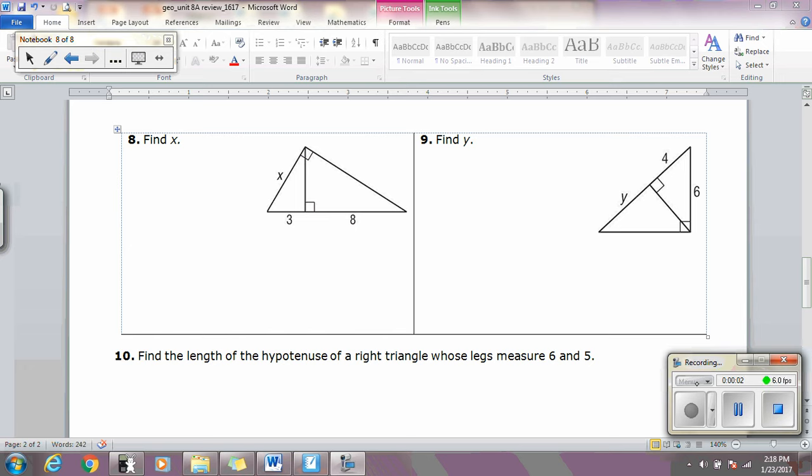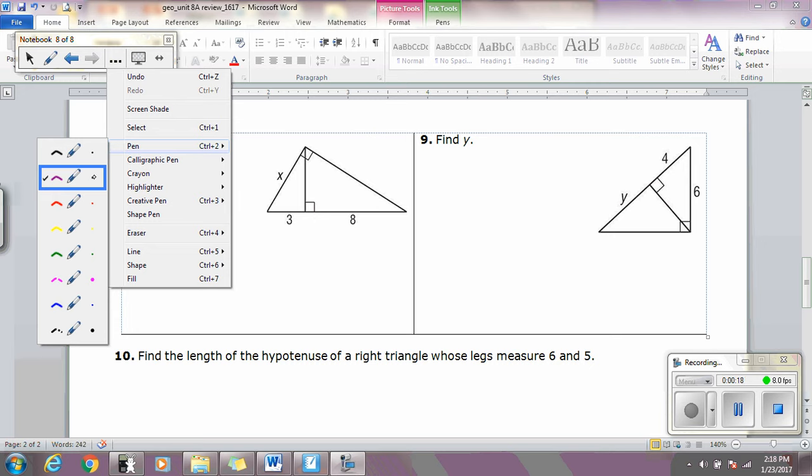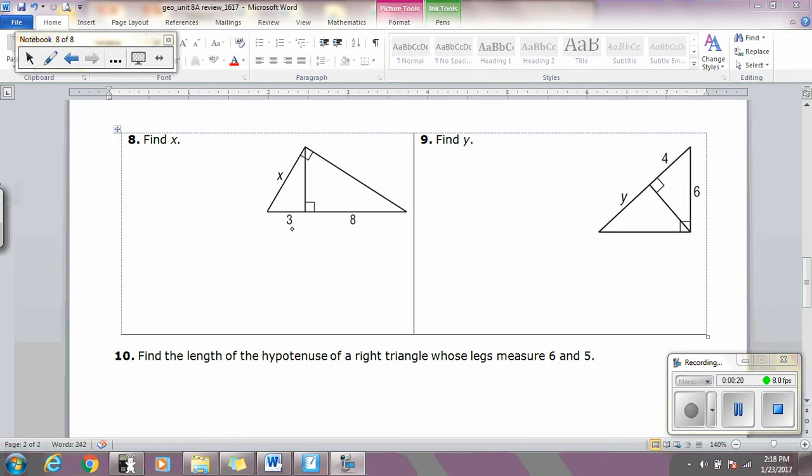Alright, number 8 wants us to find x. Since x doesn't represent the middle line, and the middle line is not labeled by any other number, we have to use the mustache. So to use the mustache, we first need to find the whole side, the whole hypotenuse, in other words, of the largest triangle. So we've got to combine 3 with 8, and when you do that, you get 11.